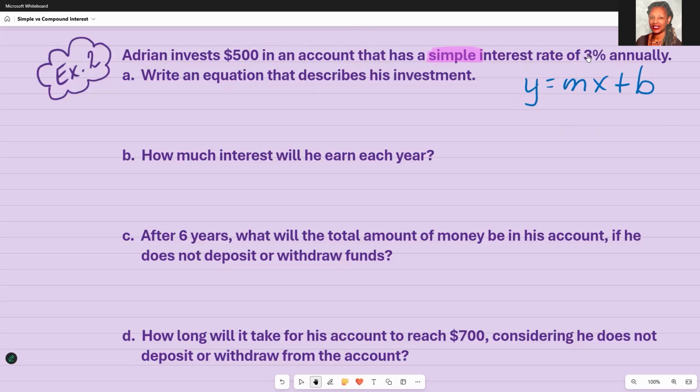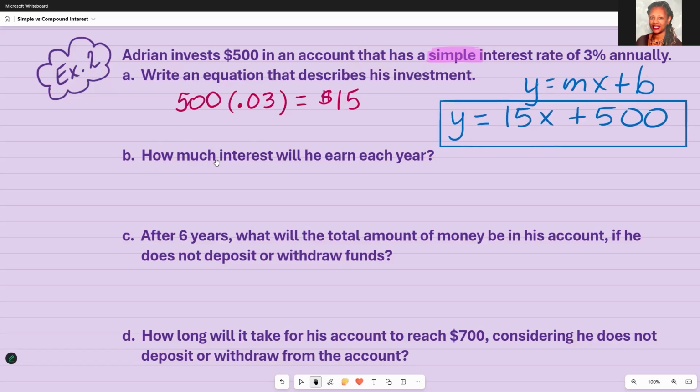If you're not sure how to do that, take this 3 and divide it by 100. Once you simplify that, that answer is what goes in the place of m. And then you just write the x. The b is your initial value. What did you start with? That's your 500. Part B is asking how much interest will he earn each year? That is this amount. Your interest is what actually takes the place of your slope.